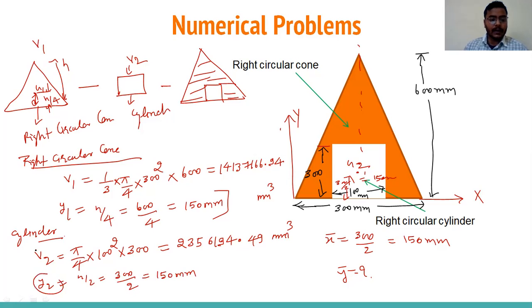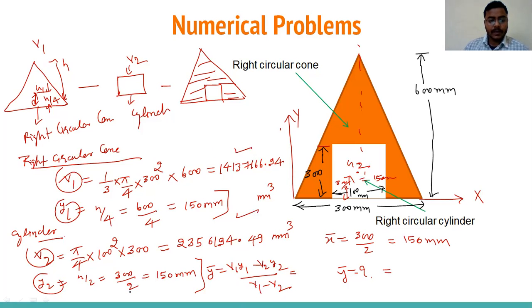So now we have y2, we have V2, we have y1, we have V1. We can apply the formula that we have: y bar is equal to V1 y1 minus V2 y2 divided by V1 minus V2. You can check what data we are getting. V1 we have written here, y1 we have written here, V2 we have written here, and y2 is also 150 mm. By putting all the values in this equation, you will get y bar. So I'm writing 150 mm.